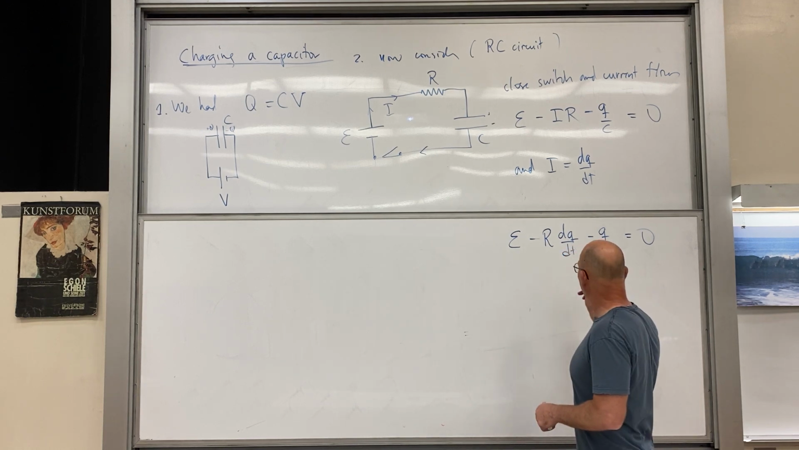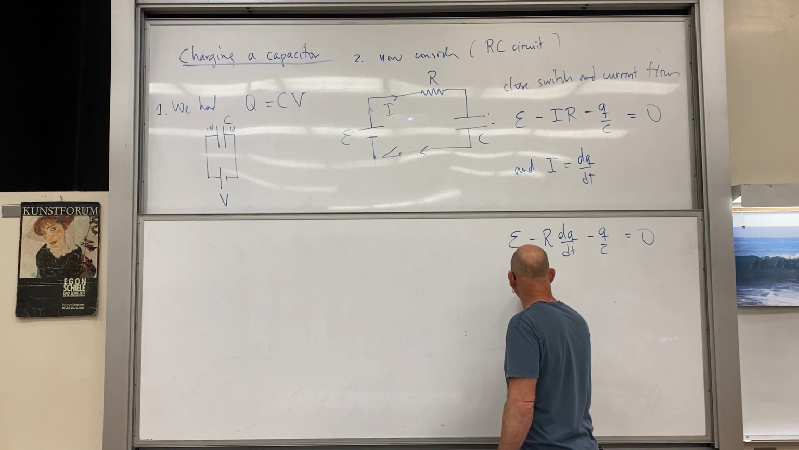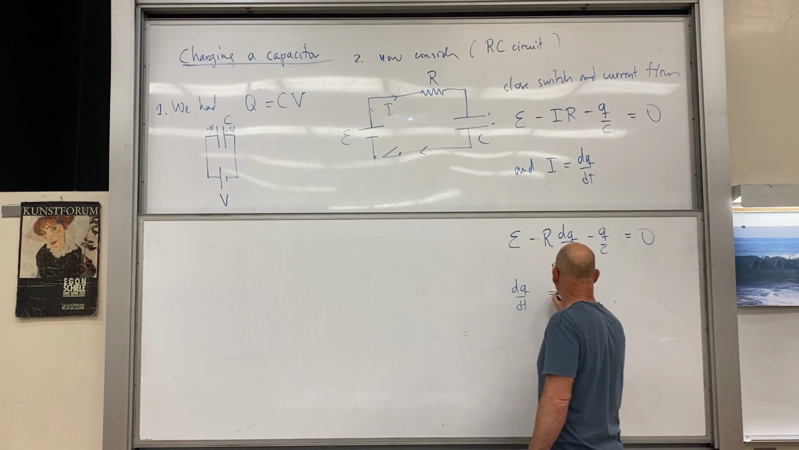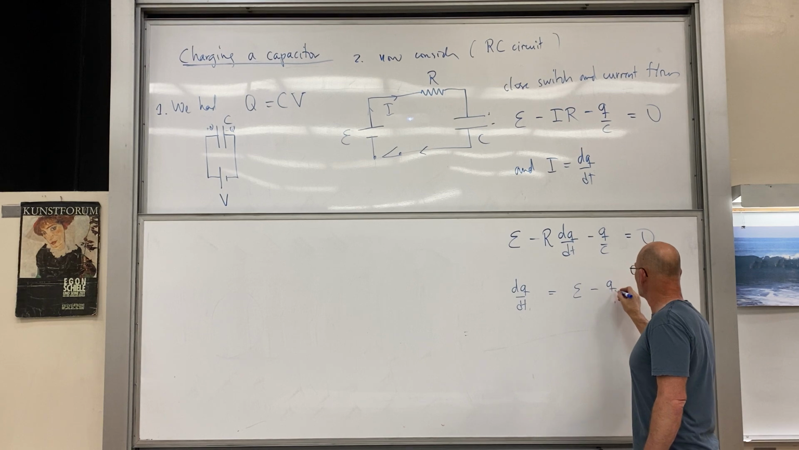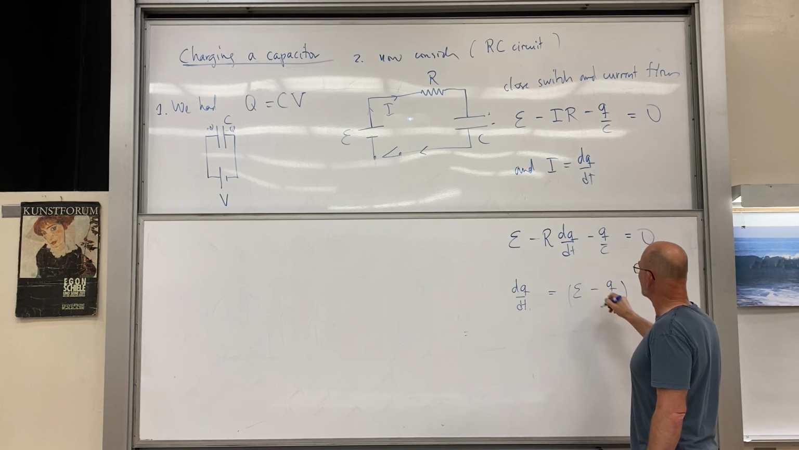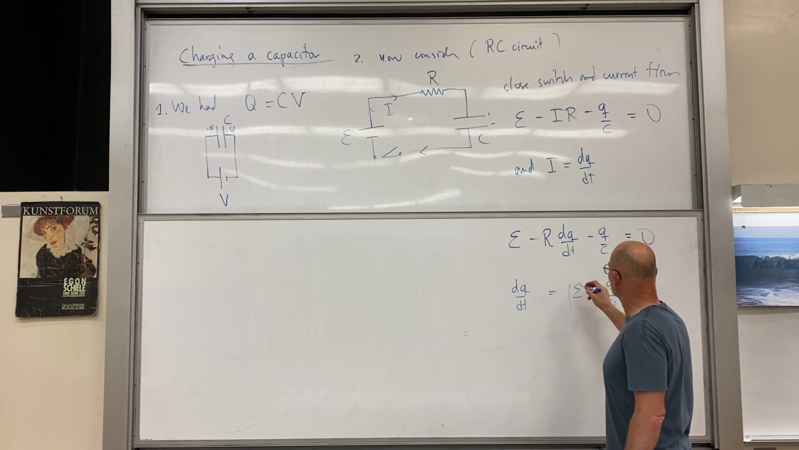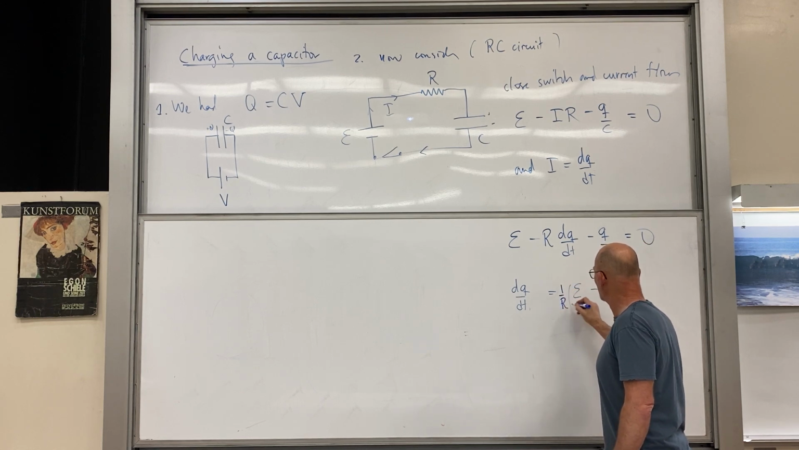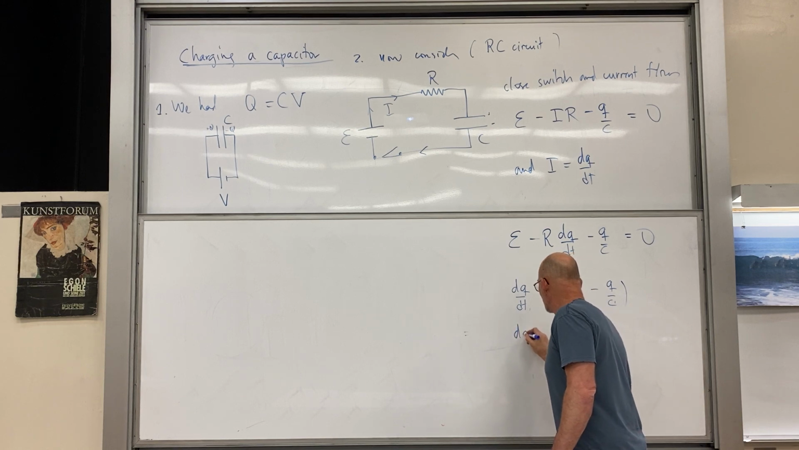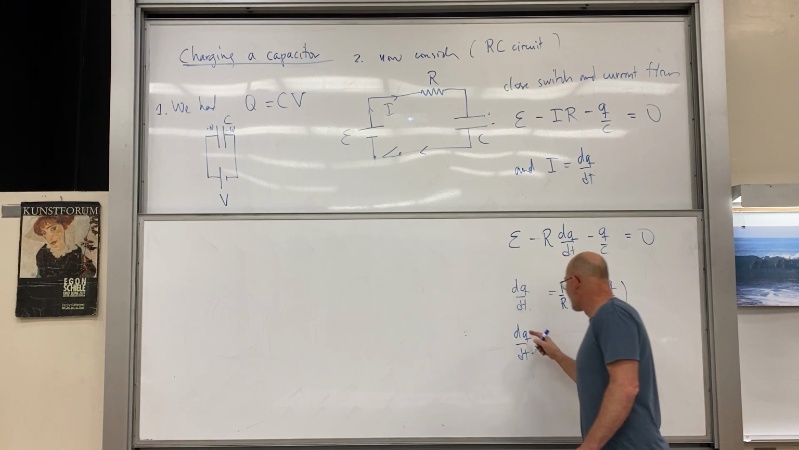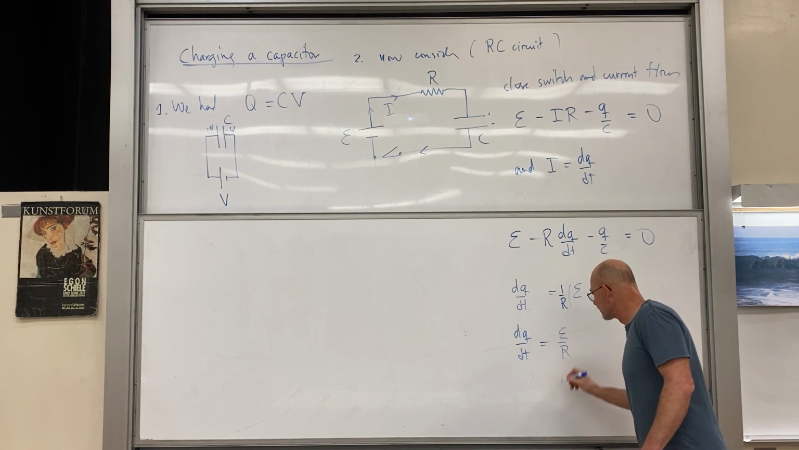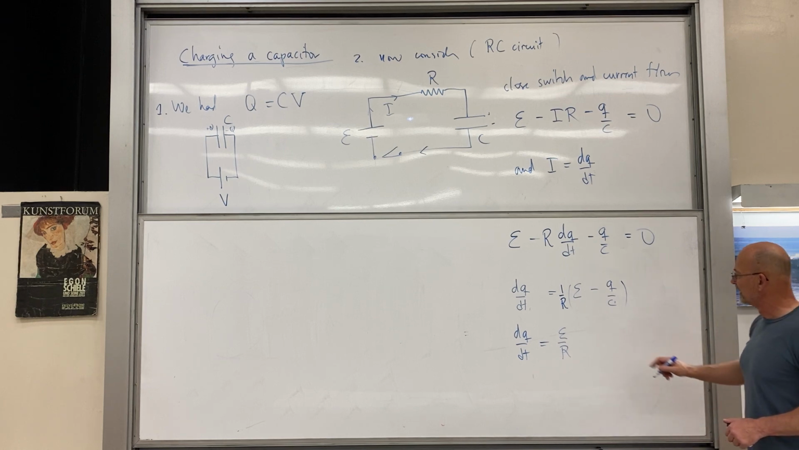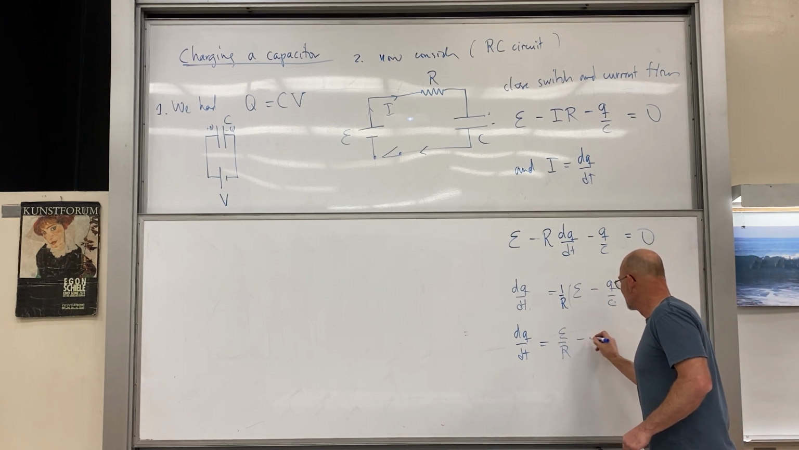We'll do that in 2 steps. So we'll do the dQ dt first. dQ dt is equal to E minus Q over C, and we'll divide by R. Or dQ dt, remember, that's the current, so just from Ohm's law, that's what we would have: E over R minus Q over RC.